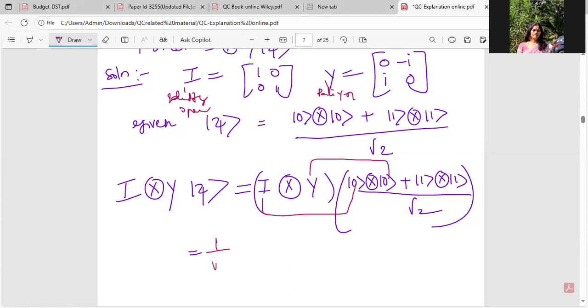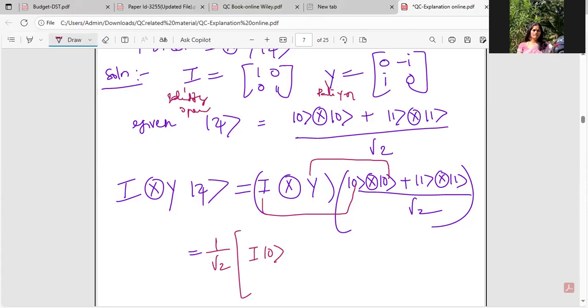So 1 by root 2 is a constant like alpha, so I take it out. I get I ket 0, of course, tensor product sign also can be there, or otherwise this is also fine. And then tensor product Y ket 0. Of course, tensor product of ket 0 and ket 0 I can evaluate, but I just want to show this operator part. That's the reason I'm writing it like this.